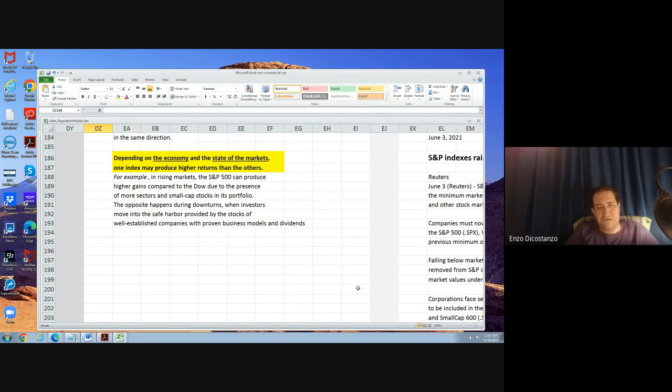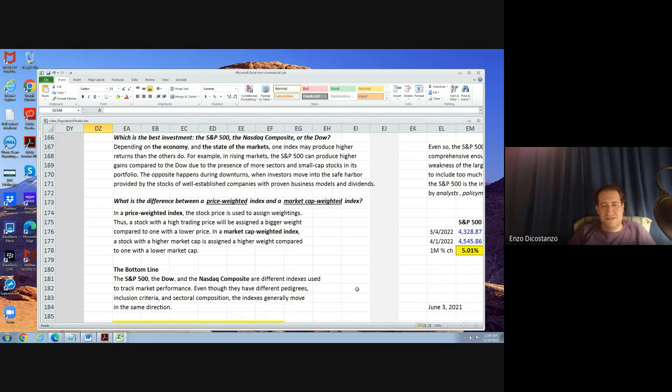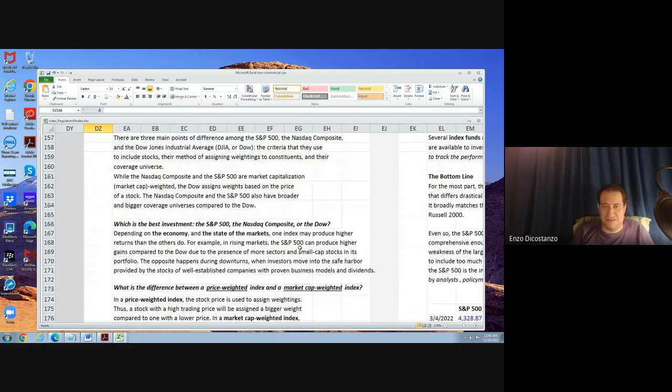Okay, so I like some of these other questions here. What's the difference? We talked about the price weighted index. It assigns weightings based on stock price, so the higher trading price is assigned a bigger weight compared with one with a lower price. In the market cap weighted index, the higher market capitalization is assigned a higher weight compared to one with a lower market cap. Obviously the market capitalization moves a market cap weighted index. If there's a big price swing on the upside of a company with a lot of shares, it's going to have a bigger impact than one with fewer shares. That's really what this means.